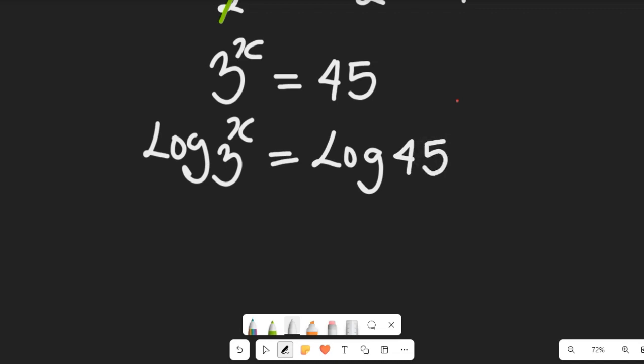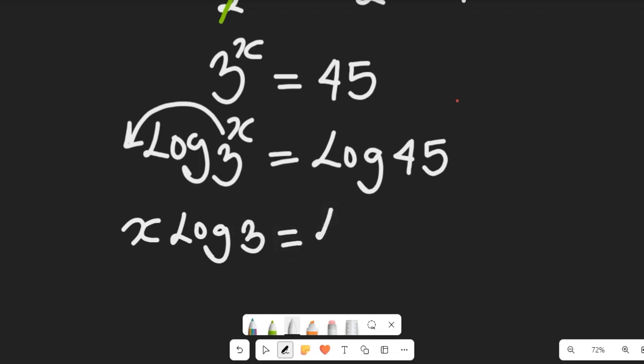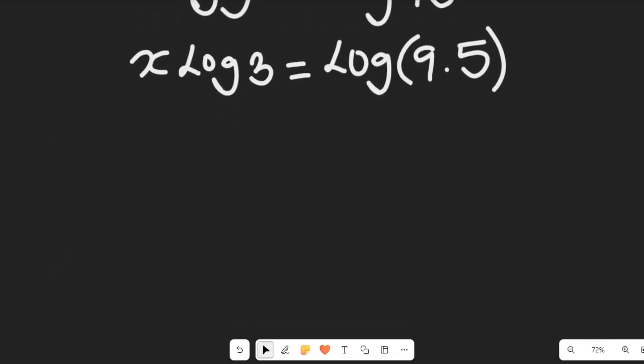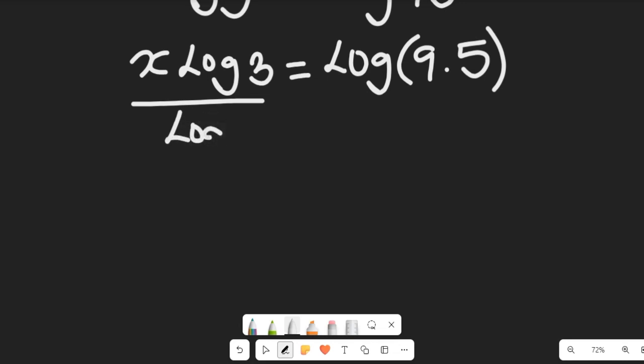So according to the law of indices, the power will come over here, and then we'll have x log of 3 equal to the log of 45. 45 can be expanded further to give us 9 multiplied by 5, right? So if we simplify that, we're going to divide both sides by the log of 3 in order to find the value of x.